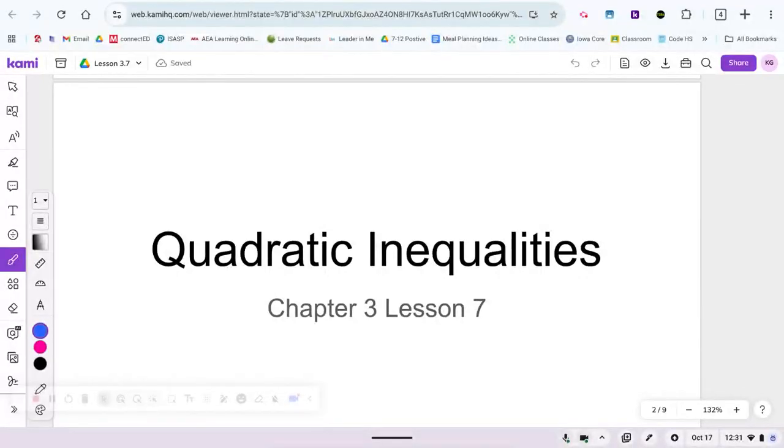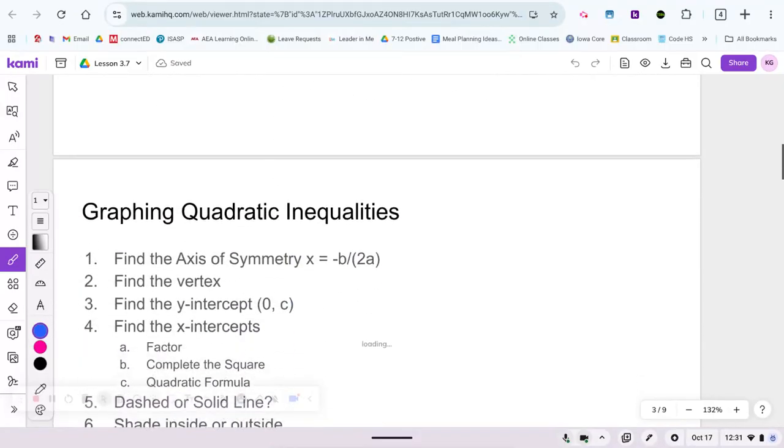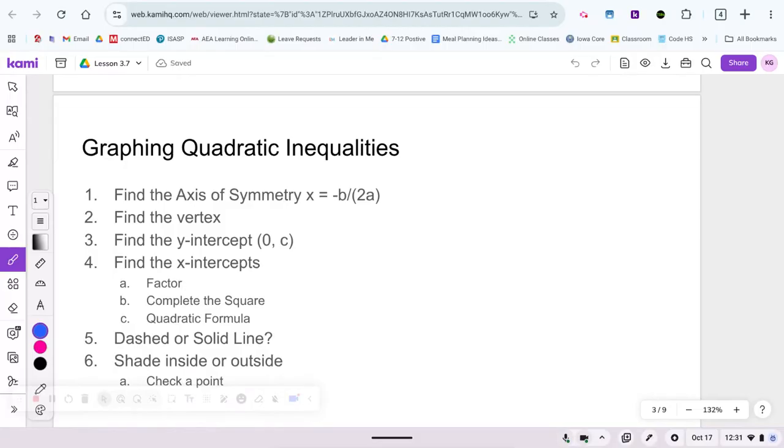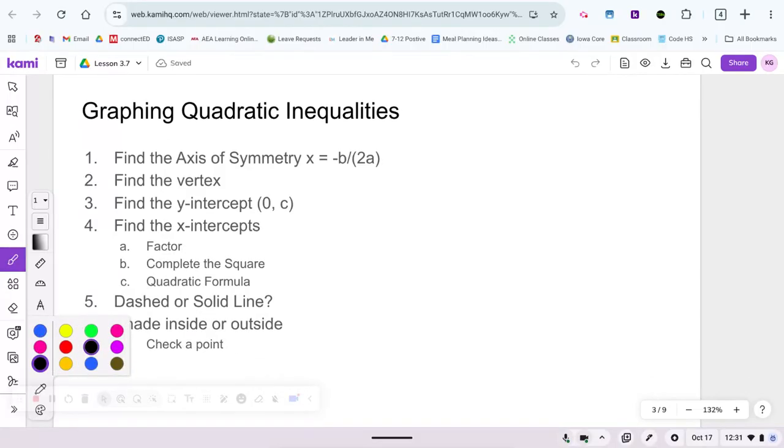Chapter 3, Lesson 7, Quadratic Inequalities. So we're going to be graphing quadratic inequalities today, which remember the difference between an equation and an inequality is the symbol. So inequalities are less than or equal to, greater than or equal to. We're going to do the steps the same as we did when we graphed regular equalities.